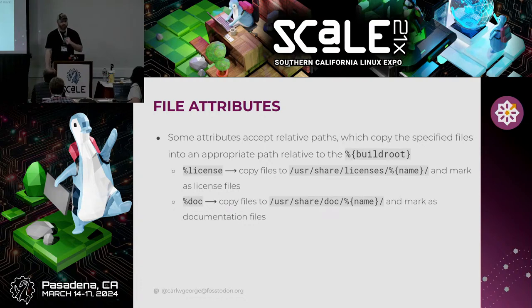All right. Some attributes will accept a relative path, which will copy the file into the build root itself. Most of them you're expecting to already be in the build root from your install section, and you're just listing where the file is. But %license and %doc, you can give it a relative path to like the license file in the tarball, and that macro will copy it into /usr/share/licenses or /usr/share/doc, and also mark it appropriately as a license file or a documentation file.